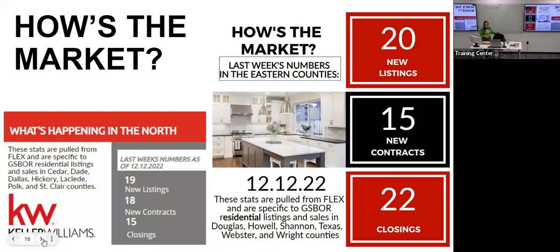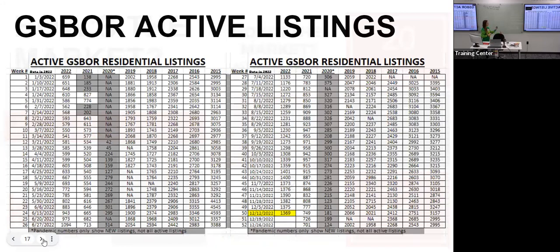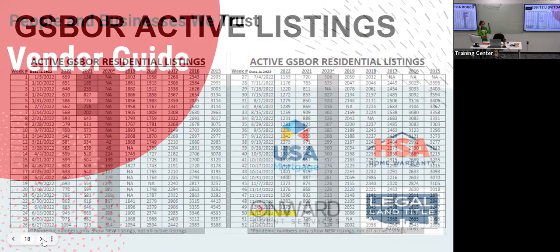All right, so how's the market in the northern area? We've got Cedar, Dallas, Hickory, Laclede, Polk, and St. Clair counties: 20 new listings, 15 new contracts, and 22 closings on the market. As far as active listings go, we are at 1369. Last year, we were at 749. I'll say that again for those of you in the back. We are at 1369. Last year, 749. Is there more inventory on the market? Yeah, it is. Is it a good market? Yes, it is. All right, good. Glad we're all on the same page there.